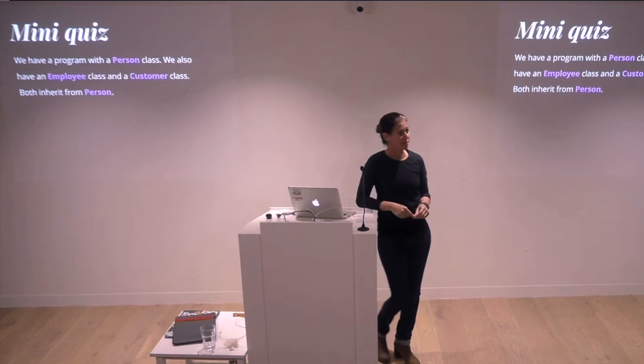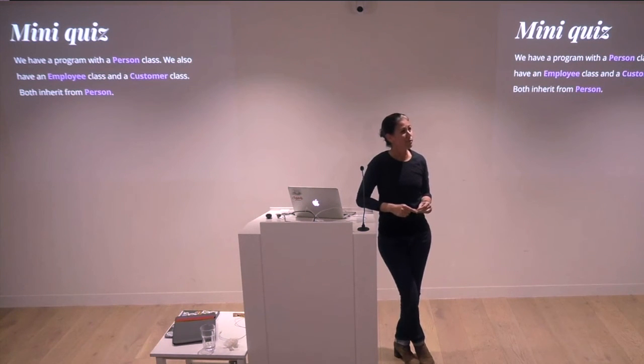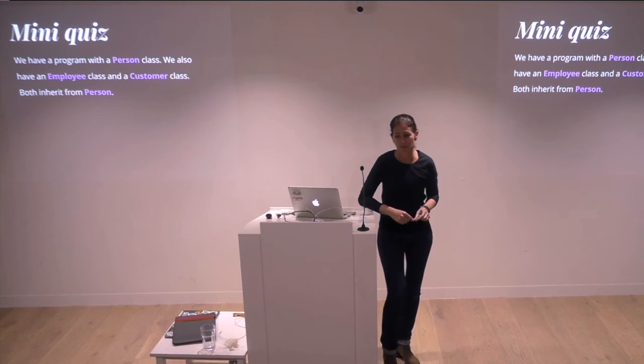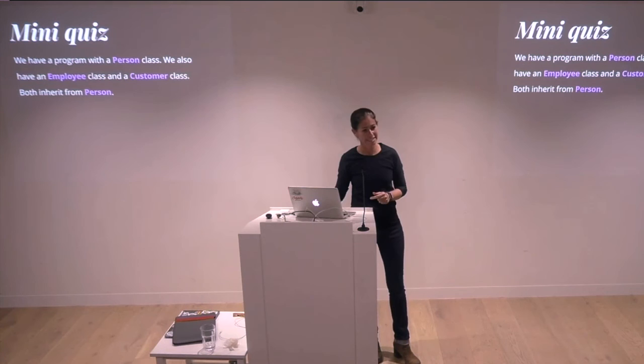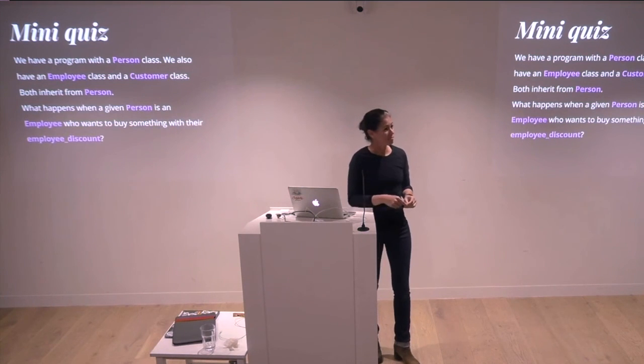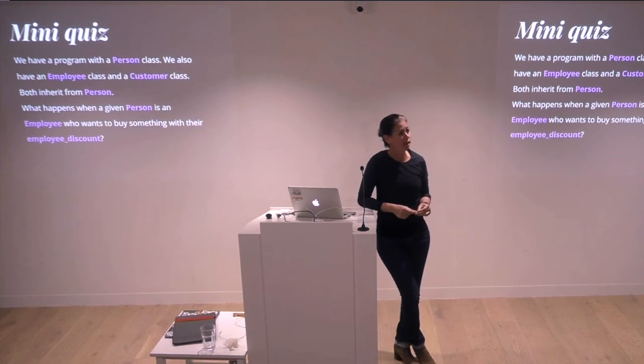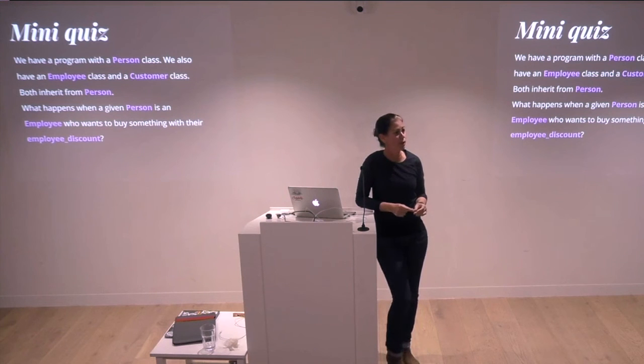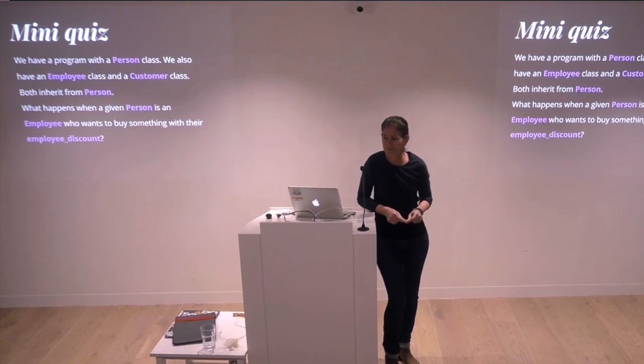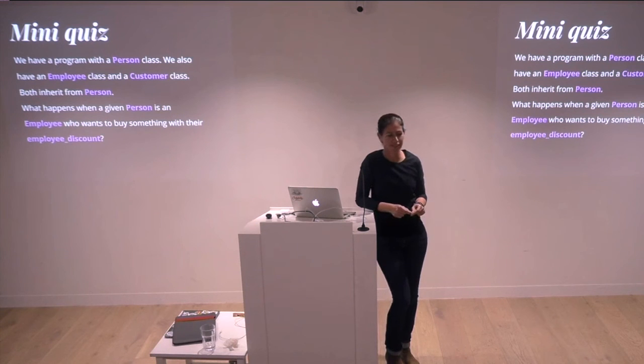So, another mini quiz. In this case, we have a program with a person class, and we also have an employee and a customer, and they both inherit from a person. Okay so far? What happens when a given person is an employee who wants to buy something with an employee discount? Do you think that hierarchy still works? Yes, no, maybe?